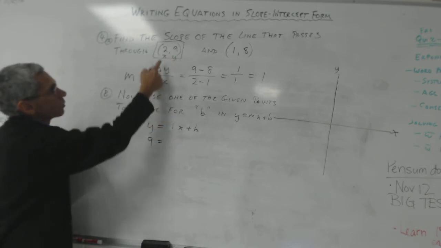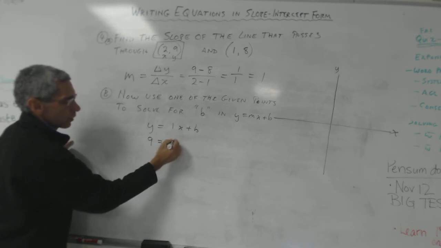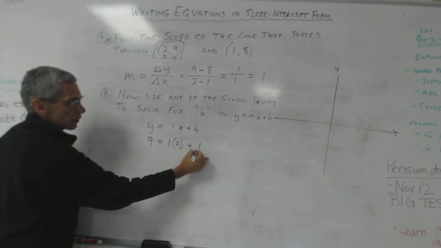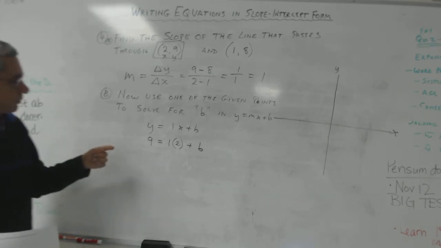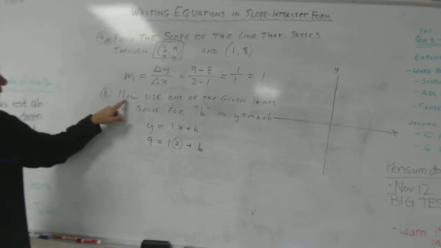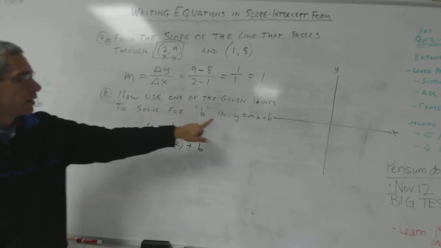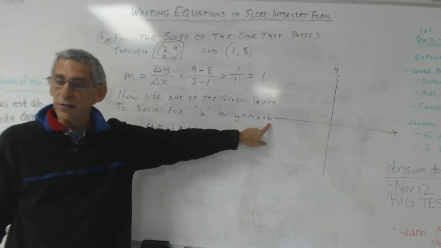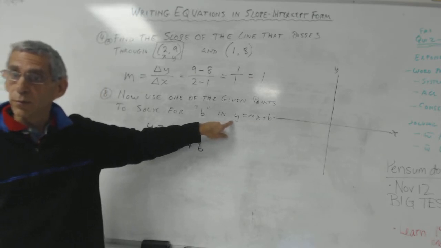9 is equal to 1x, sorry, 1 times 2, plus b. You with me? No, I am completely lost. Okay. Look at what this says: now use one of the given points to solve for b. Now, I have an equation here. If you have to solve for b, and it's one equation, I need to have all the other variables be real numbers.